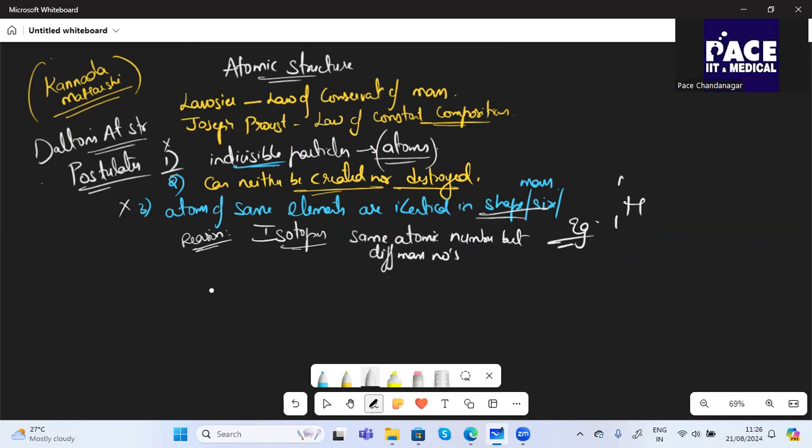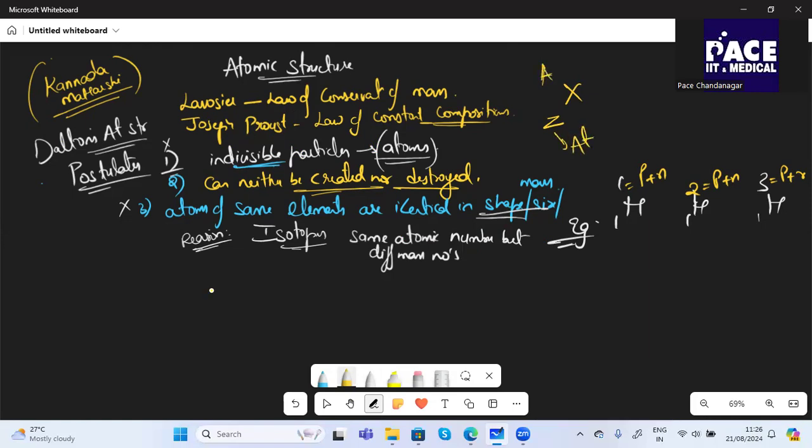Examples are hydrogen 1,1, hydrogen 1,2, hydrogen 1,3, right? So this is proton plus neutron here. 1,2 is proton plus neutron. 1,3 is proton plus neutron. But the upper one, what I'm writing here, is some element X with Z on the bottom and A on the top. What does that mean?